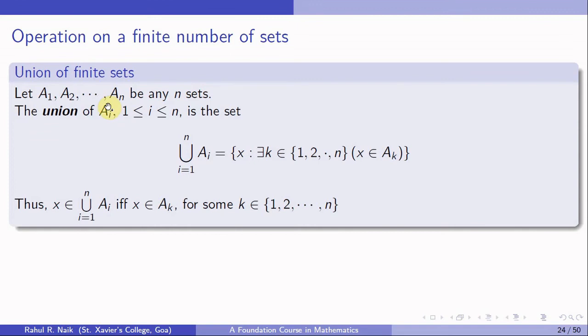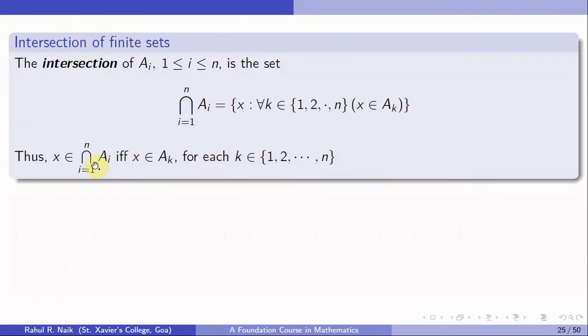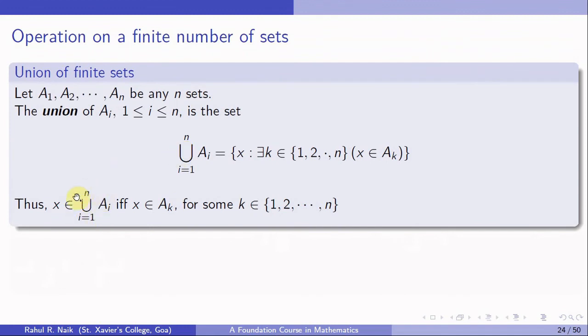So x is in the union of Ai running from 1 to n if and only if x is in Ak for some k belonging to 1, 2 till n. So I hope you have understood this definition of union. Whenever I say that x is in the union of finite sets, that means x is in at least one of those sets whose union you have taken.